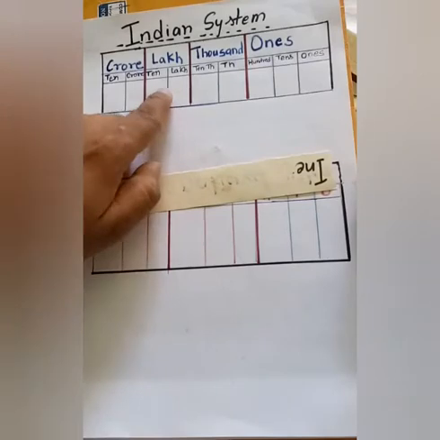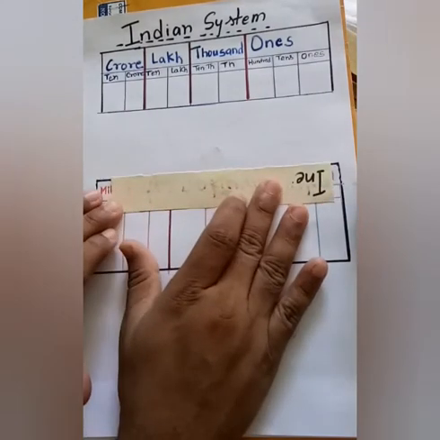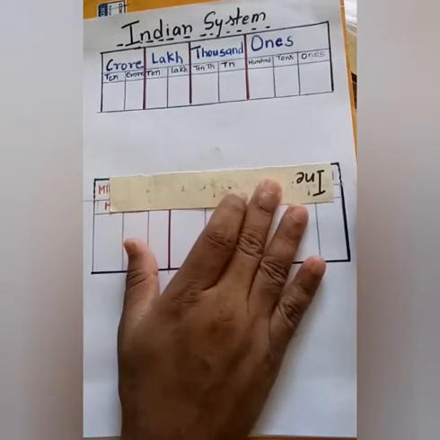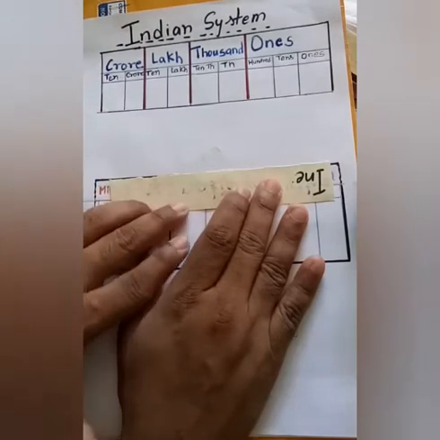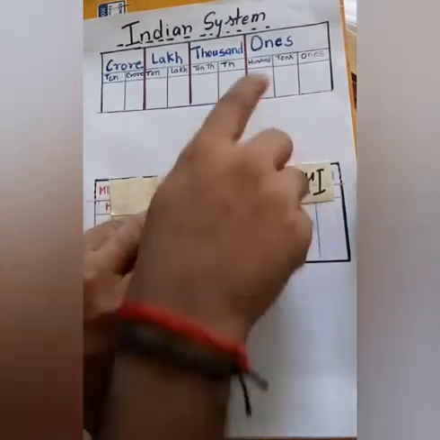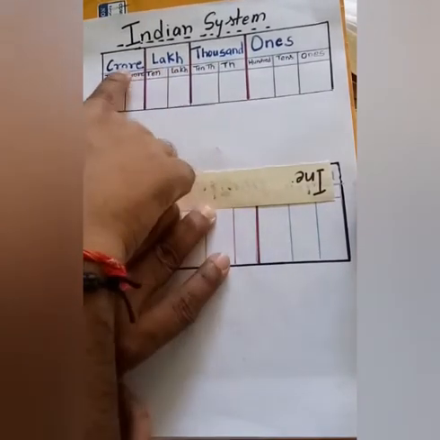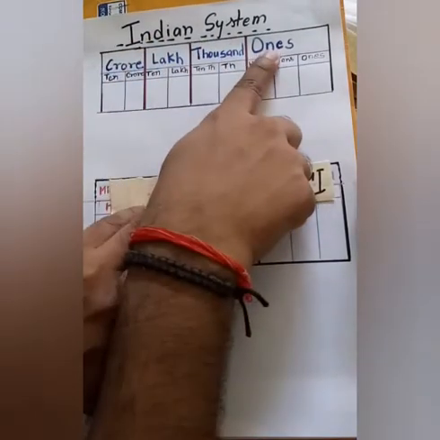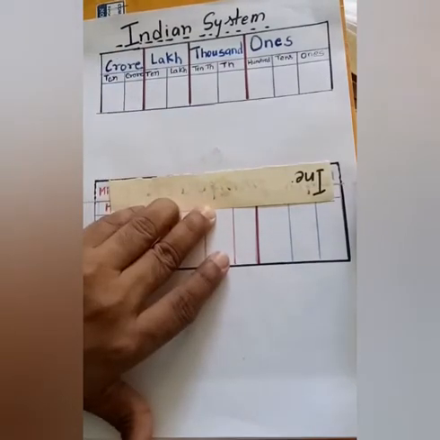So, in the Indian system, you must have learned in your fourth or third standard. Let's see that even in the fifth standard, maybe the ending of your primary or the beginning of your middle school. In the Indian system, we have some periods. We call them ones, thousands, lakhs, and crores. This is what we have learned in primary.